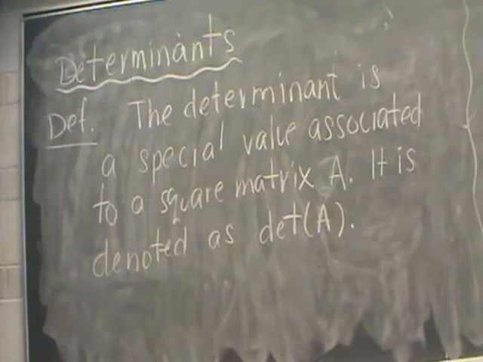So I'm going to start off with the definition of a determinant. Now we talked a little bit about matrices and invertibility, and the idea of the determinant is to try to figure out quickly whether or not a matrix is invertible. So the determinant is a special value associated with our square matrix A, and we're going to denote it as det A.